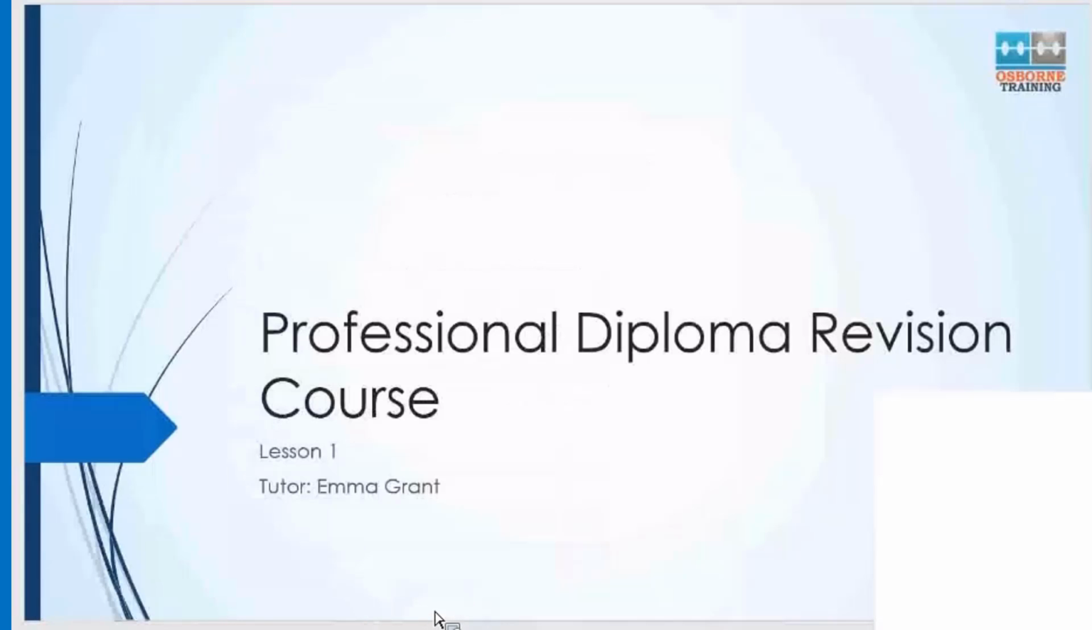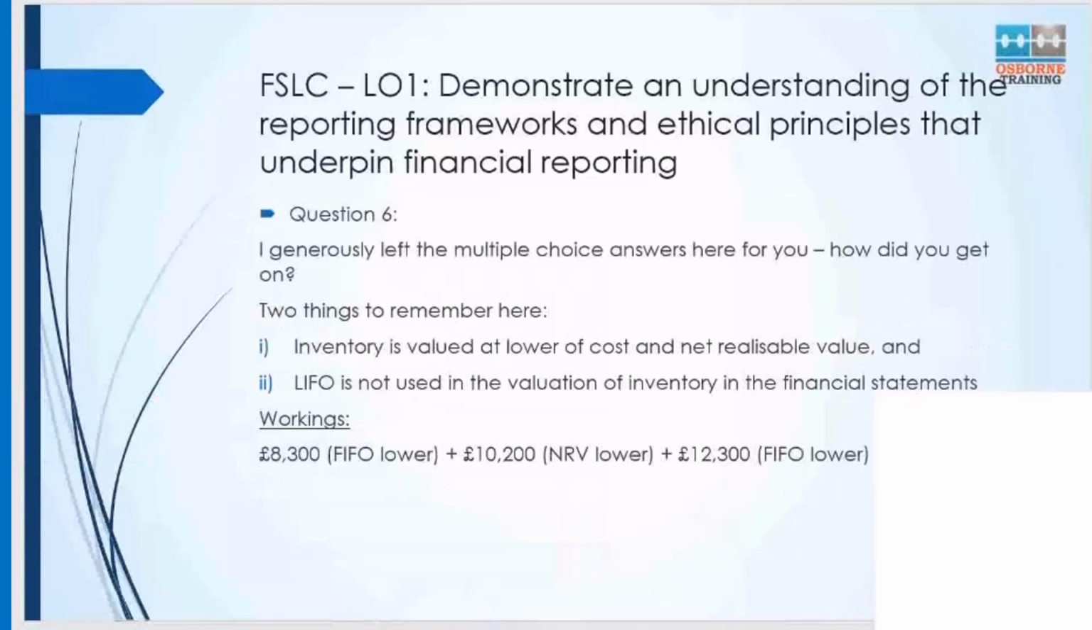So how did you get on with that question? Here are the answers. I rather generously left the multiple choice answers there for you. Two things to remember with this question when you are doing your calculations. Inventory is valued at lower of cost and net realizable value. And remember, LIFO, last in, first out, is not used in the valuation of inventory in the financial statements.